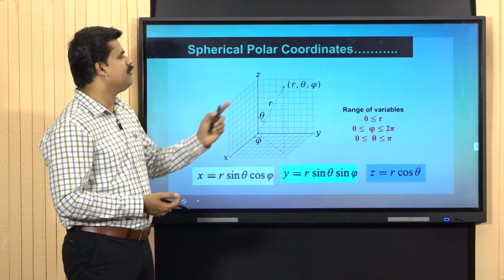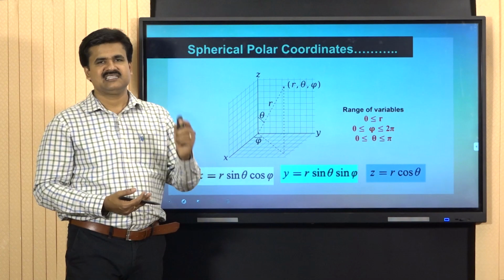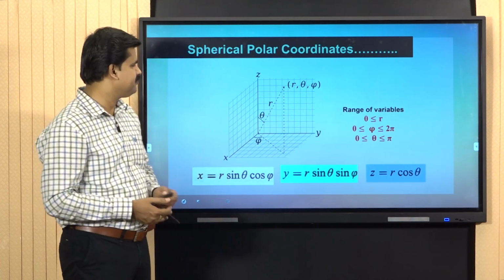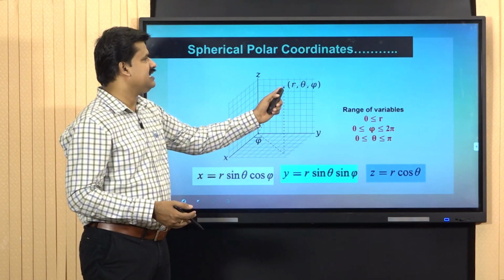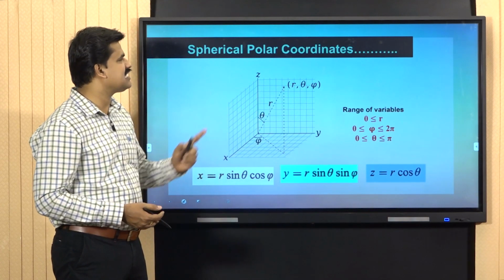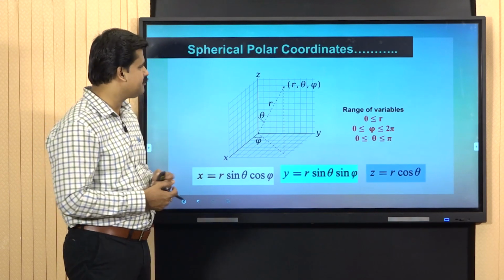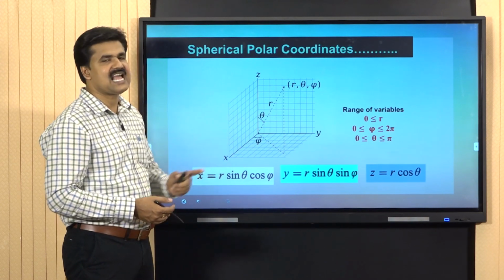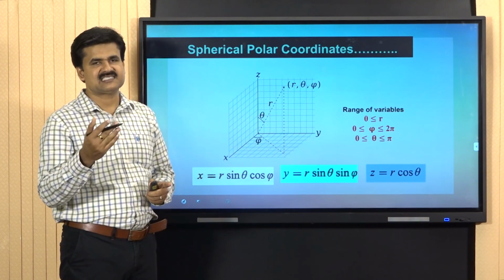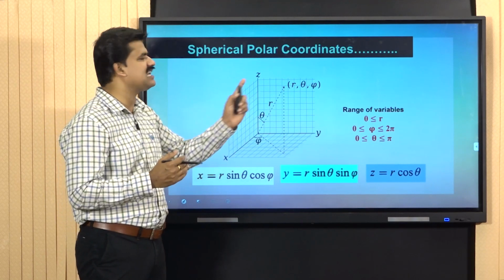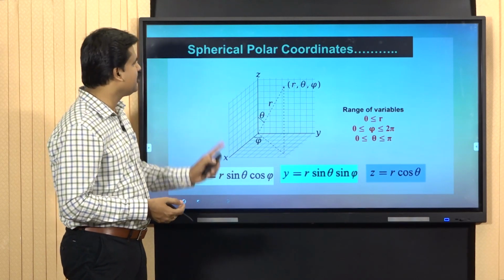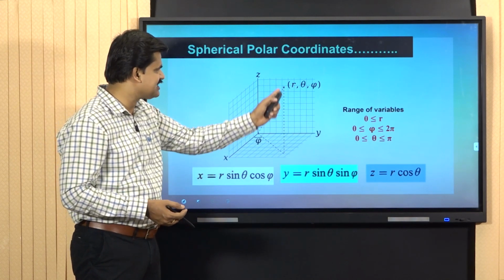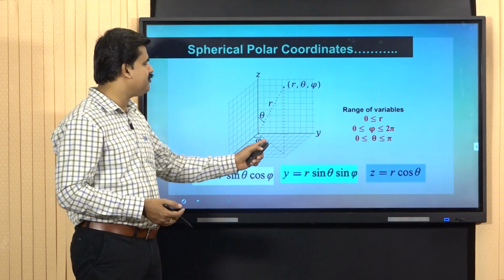This is about the range of the variables and the relation between Cartesian coordinates and spherical polar coordinates. Here, this is a point. It is described as r, theta, phi or P of x, y, z. The distance from the origin to that point is taken as r, and this is the angle theta. That is, the angle theta lies between the z axis and the line r. And now you have to consider a plane containing the z axis and this line, and that plane makes an angle phi.